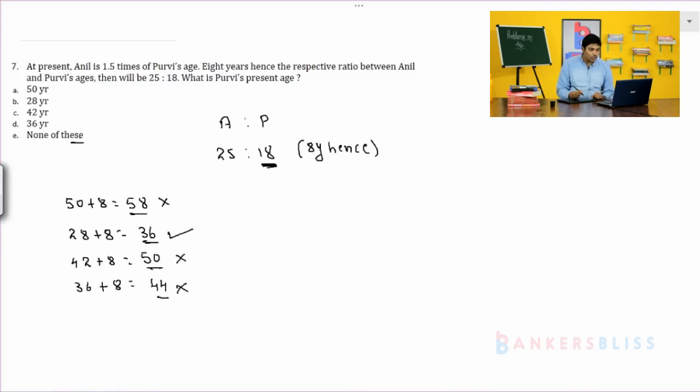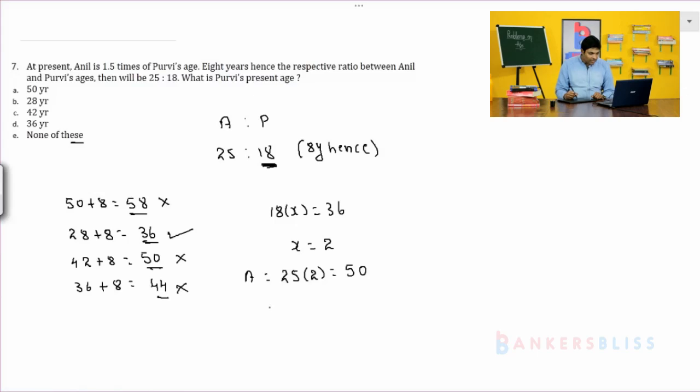But because of the option none of these, you have to cross verify. So if it is 36, 18x is equal to 36, then x is equal to 2. That is 36 by 18, that is equal to 2. So Anil's age is equal to 25x, that is 25 into 2, which is 50.